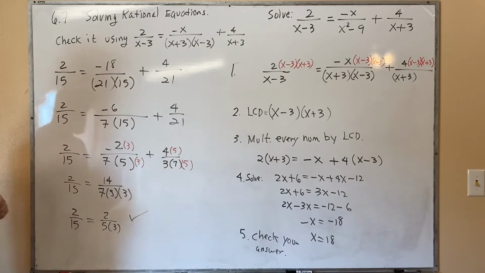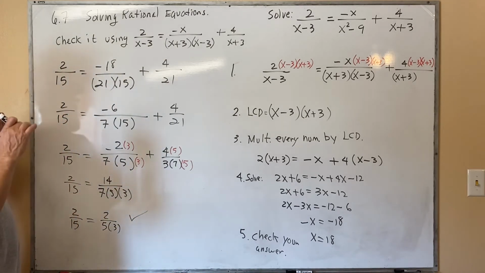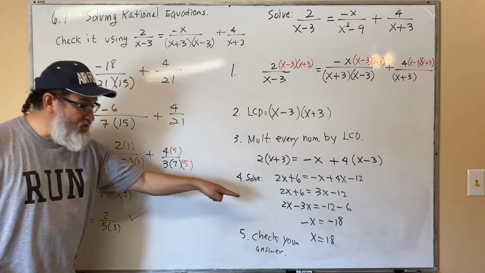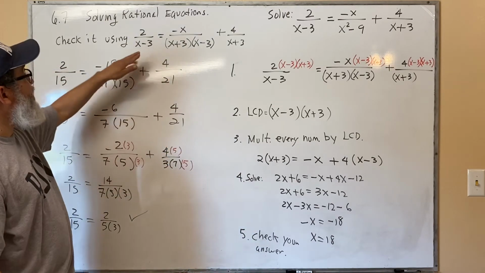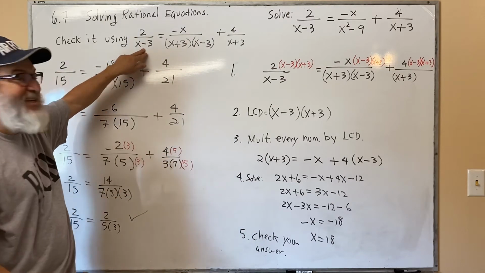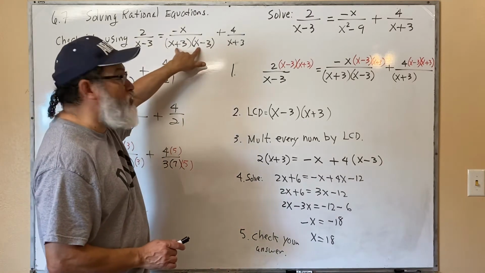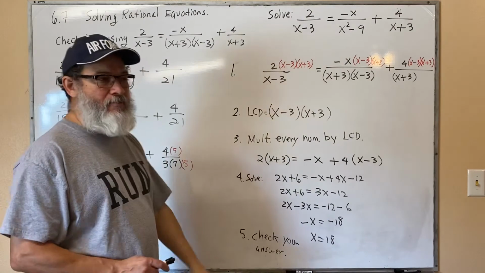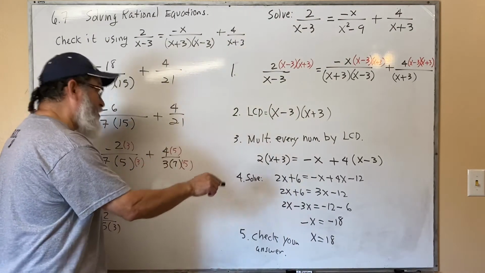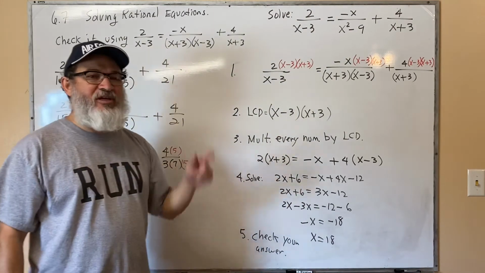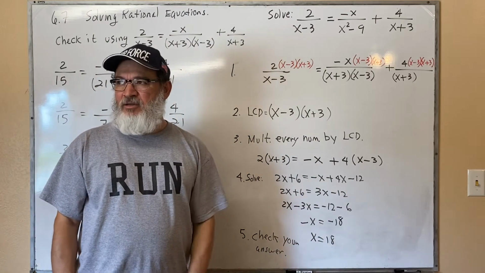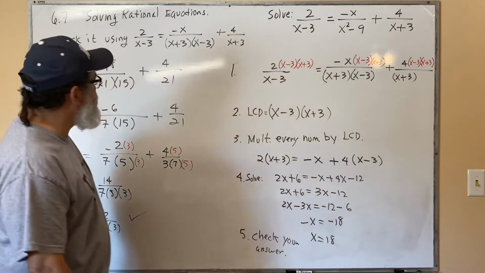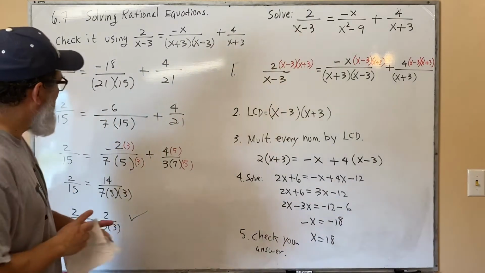18 is the answer. By the way, if you do not have time to do all of this, at least make sure that the answer that you get does not make this denominator 0. It does not make any of those two zeros, and it does not make this one 0. Okay? If it makes one of them 0, your answer is extraneous. What is extraneous? Basura. Okay, let's do another one. Okay? Here's another one.